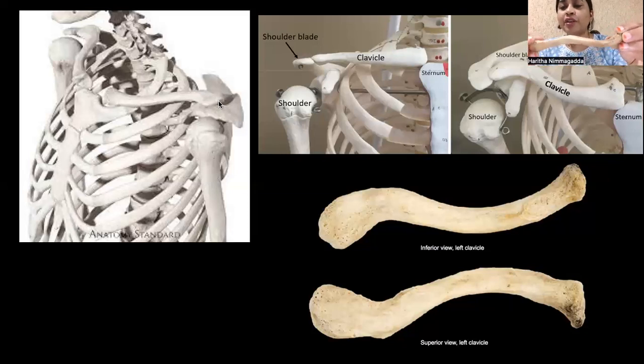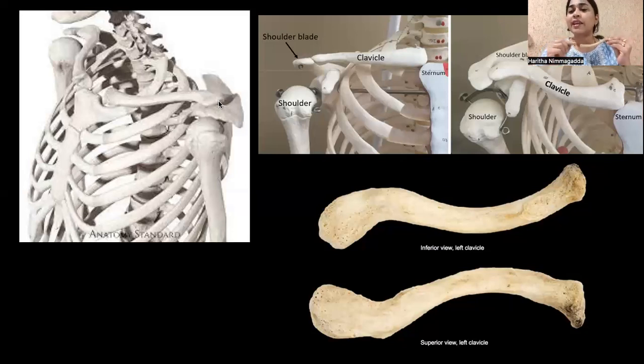So when you turn it, this has to be on the inferior side. The superior side is smoother and the inferior side is rough. You can make out that. And most important, this tubercle, which is called the conoid tubercle, has to be towards the back side, towards the posterior side.